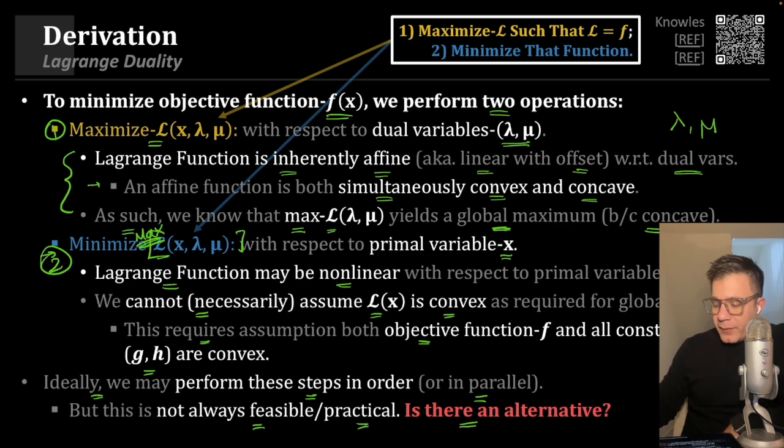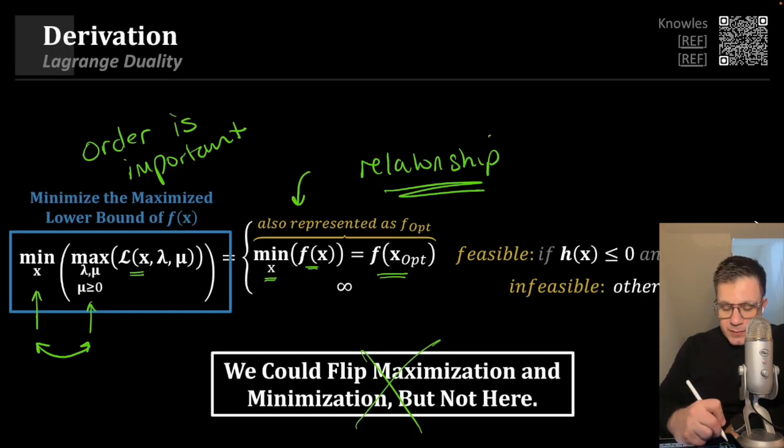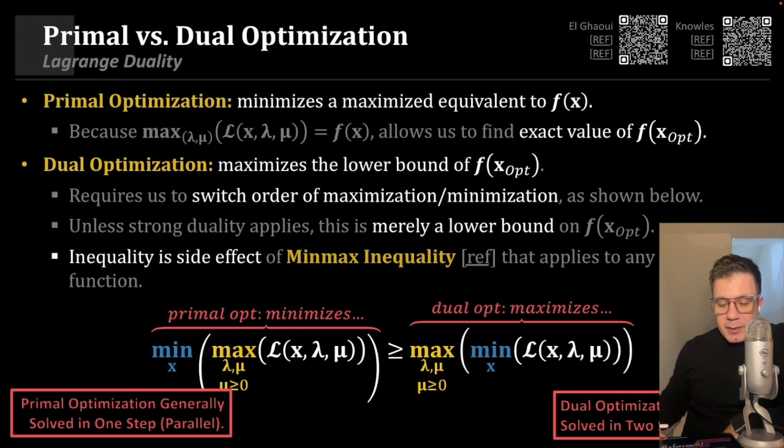Is there an alternative? And this is where we get to the duality principle. Really, it brings us back to the question of can we flip the order in which the minimization and the maximization are applied to the Lagrange function. In order to answer that, we need to employ the duality principle.